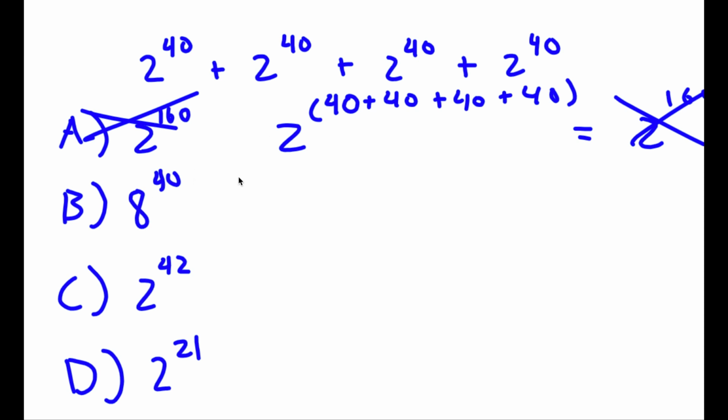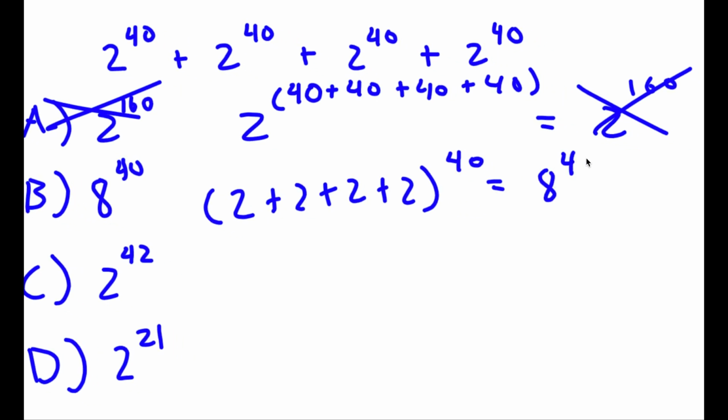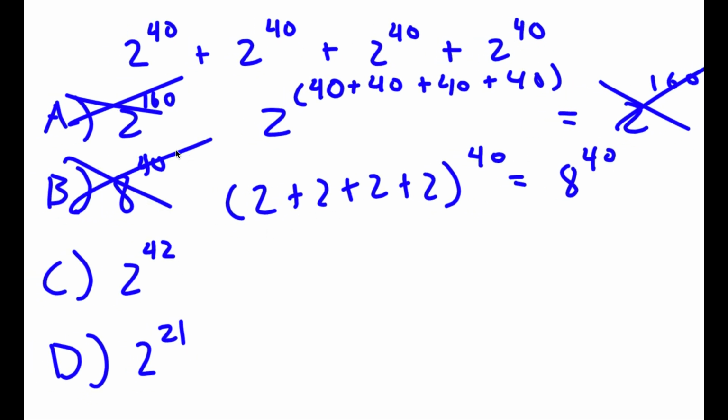Now let's try out B. B is 8 to the power of 40. How you get this is you keep the exponent the same and you simply add the bases. So you do 2 plus 2 plus 2 plus 2 to the power of 40. 2 plus 2 is 4, 4 plus 2 is 6, 6 plus 2 is 8, so you have 8 to the power of 40. And this method is also wrong, because that is not the right way to add exponents. You can't simply add the bases all together.